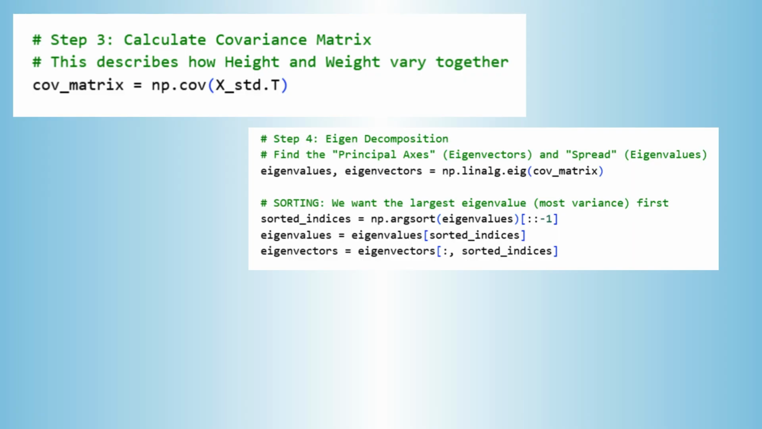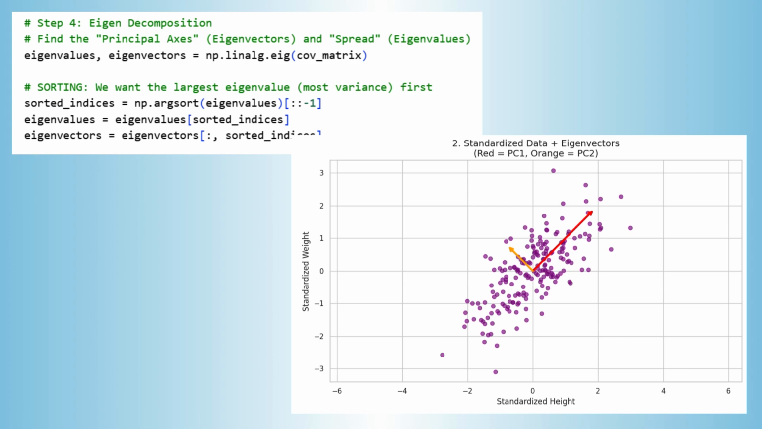And step 4 is to calculate the eigenvalues and eigenvectors. We sort them in descending order. The largest eigenvalue corresponds to the most important axis, PC1. Before we proceed, let's visualize what the math found. Look at the red arrow. This is PC1. It points exactly along the diagonal spread. The math found the relationship between height and weight automatically.